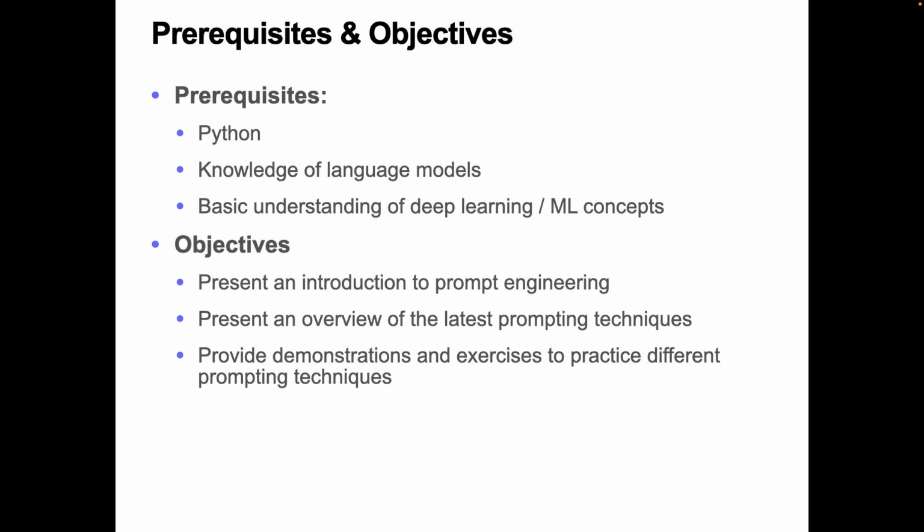Some prerequisites and objectives for this lecture. The prerequisites are that it's good to know Python, a bit of knowledge of language models is good as well, and a basic understanding of deep learning and ML concepts, which is typical with any ML course. The objectives are to present an introduction to prompt engineering, formalizing what the topic is about, and an overview of the latest prompting techniques. We're also going to provide some demonstrations and exercises, going through code examples to practice different prompting techniques and show what prompting is all about.